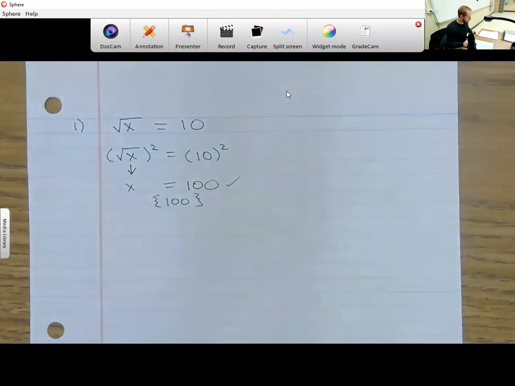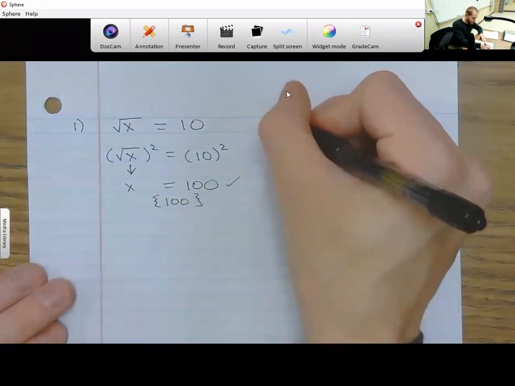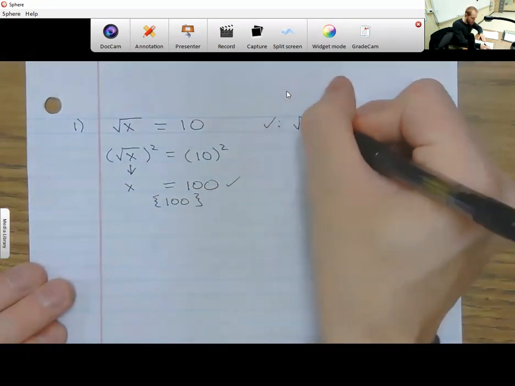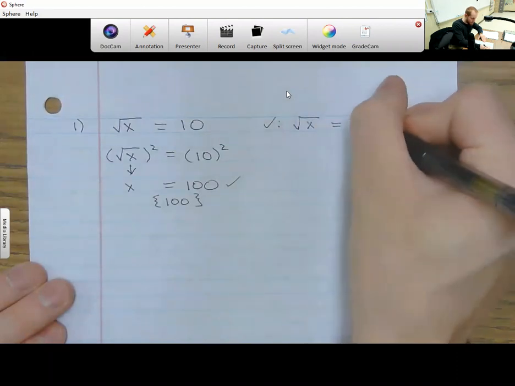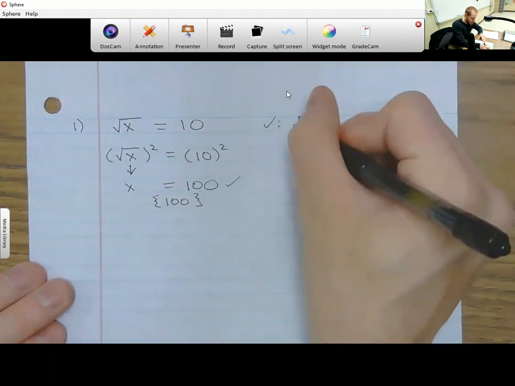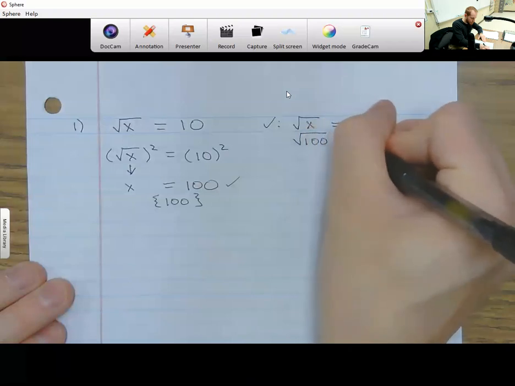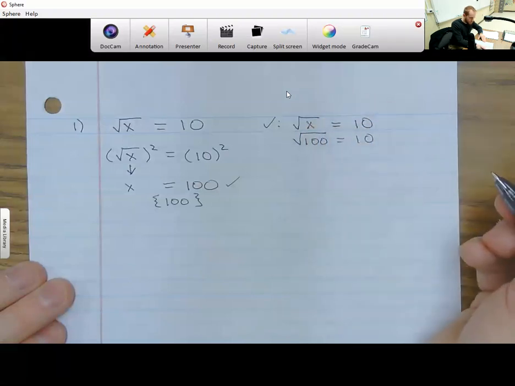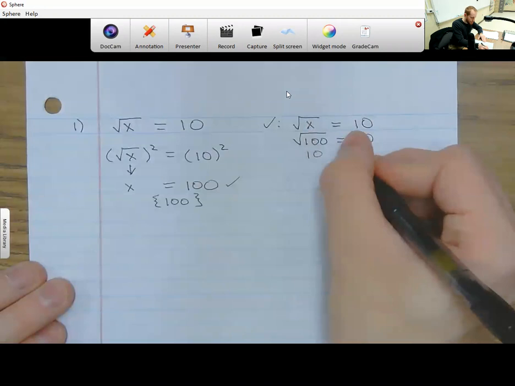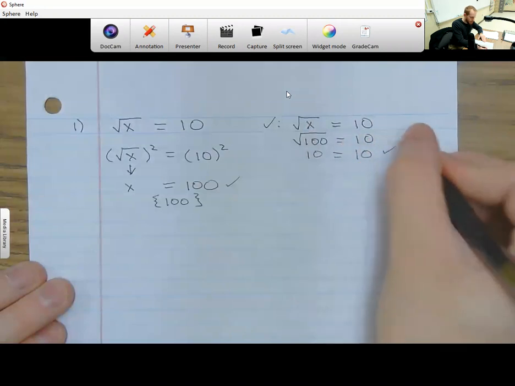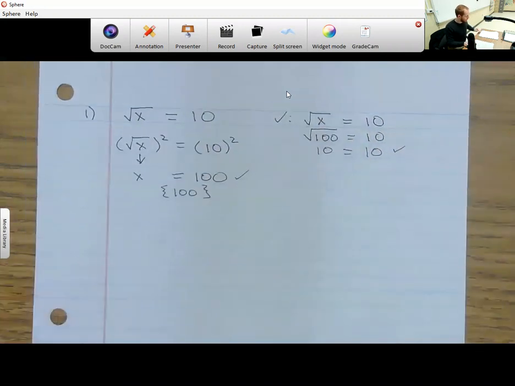Okay, let's check it. So I write out my original equation, and then I replace x with 100, and I know that the square root of 100 is 10. So this is actually going to work out. All right, so that's number 1. Let's look at number 4.